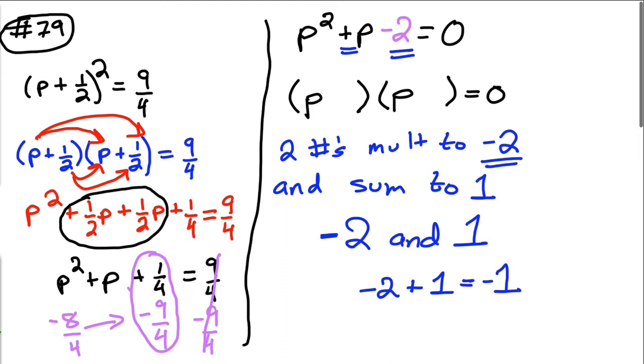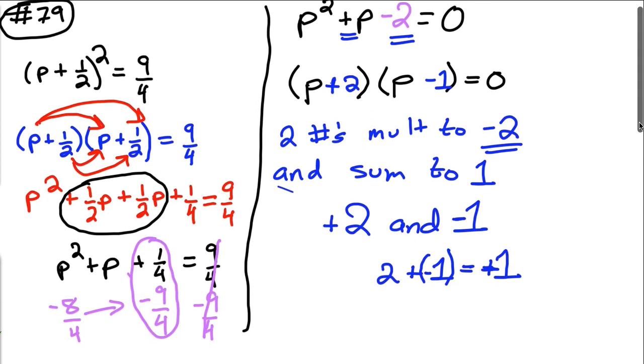So what do I need to change? I need to make the -2 positive, so this is +2, and make the 1 negative. Now they still multiply to -2, but now notice when I sum them, 2 plus -1 equals +1, which is what I wanted. So that tells me that these two numbers should be +2 and -1.